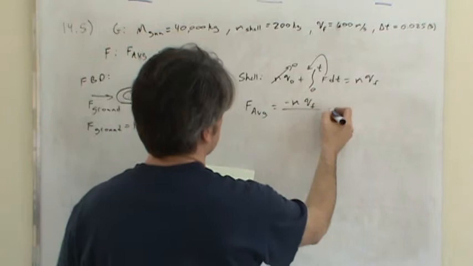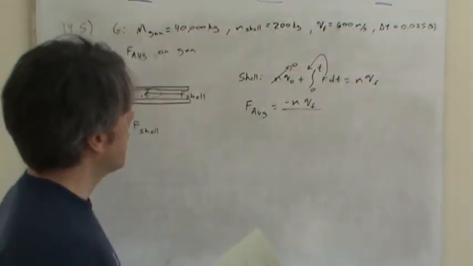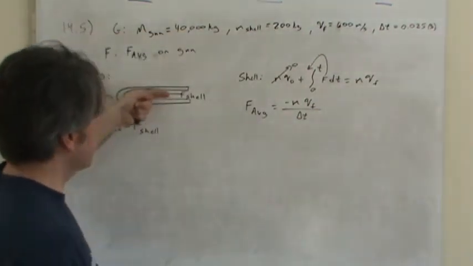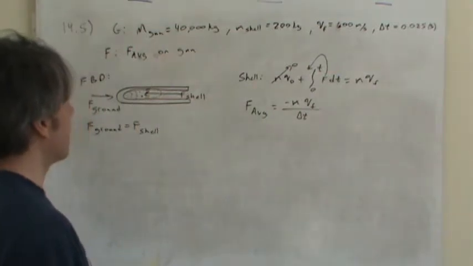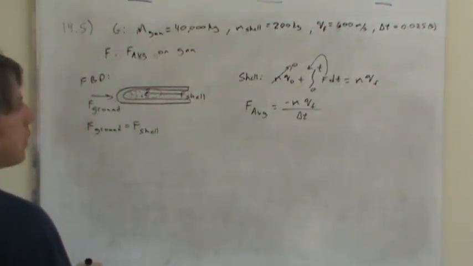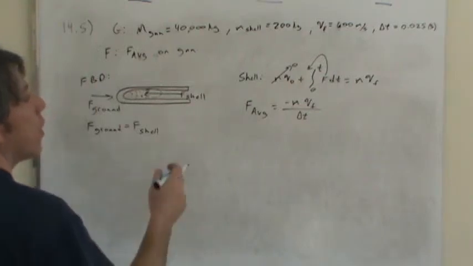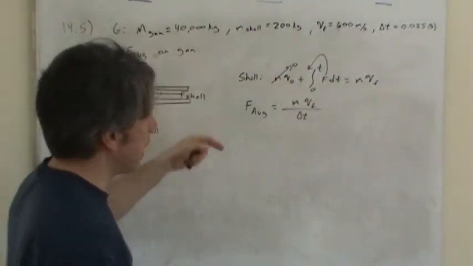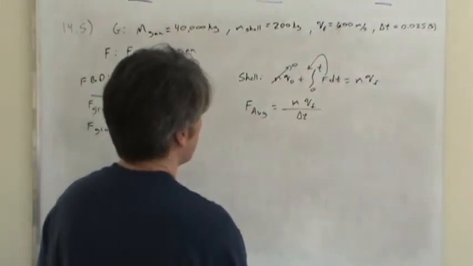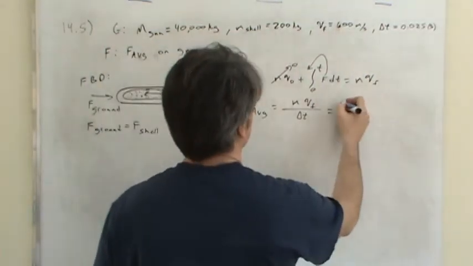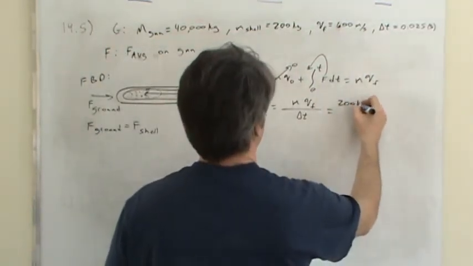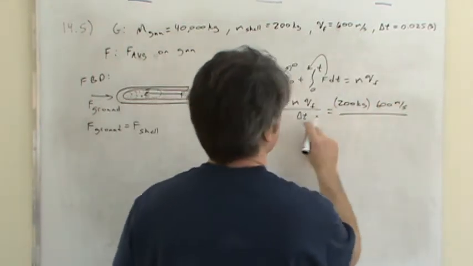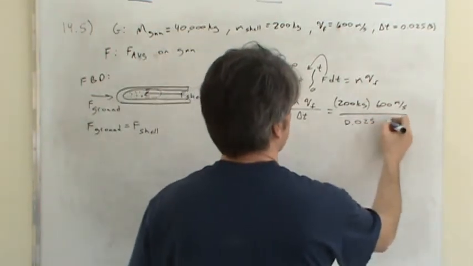Now let's be careful with our signs this time. There should be a negative sign here, divided by dt. Now the reason for the negative sign is that the final velocity of the shell will be in this direction, but the force, let's see, let me make sure I get this right. No, I'm sorry, they would be in the same direction, because the average force on the shell will be to the right and the final velocity of the shell will be to the right, so I don't need a negative sign after all. Anyway, so the mass of the shell is 200 kilograms, the final velocity is 600 meters per second, and then finally the amount of time is 0.025 seconds.